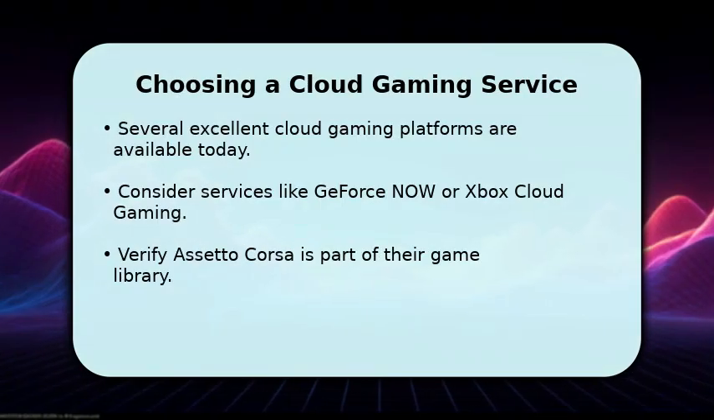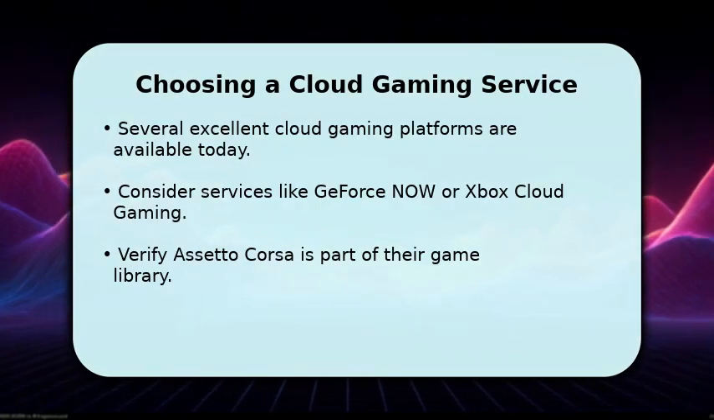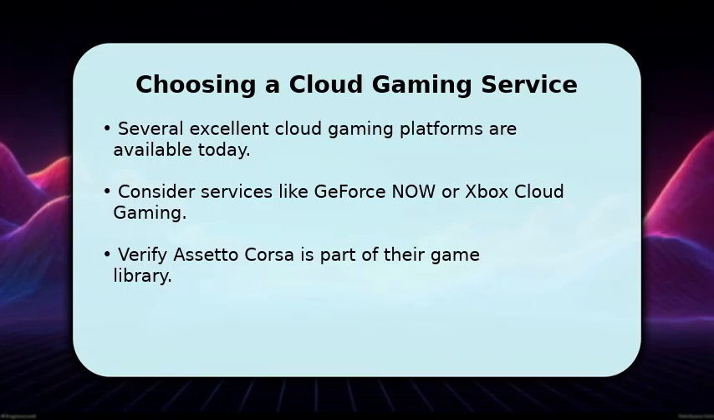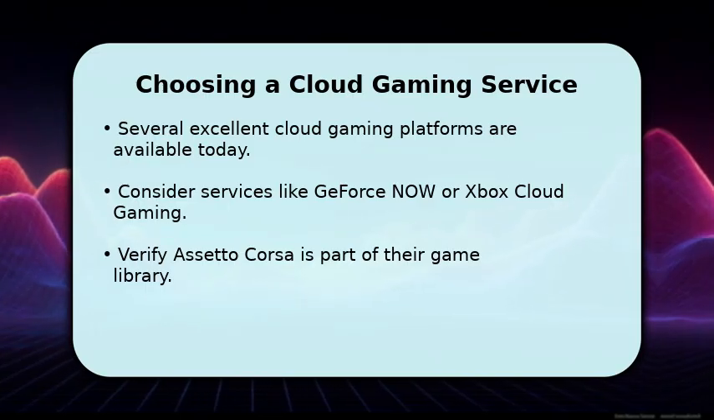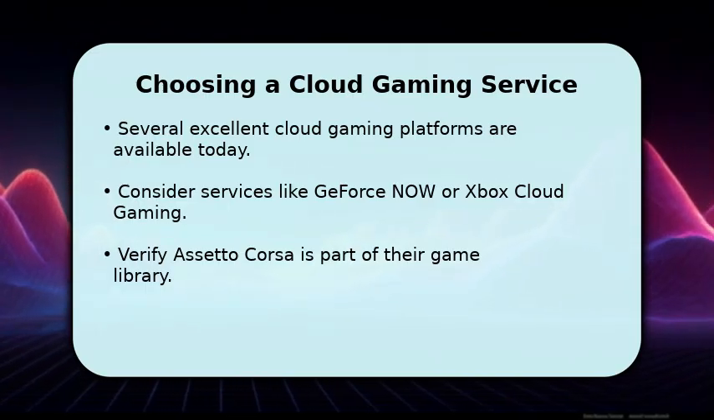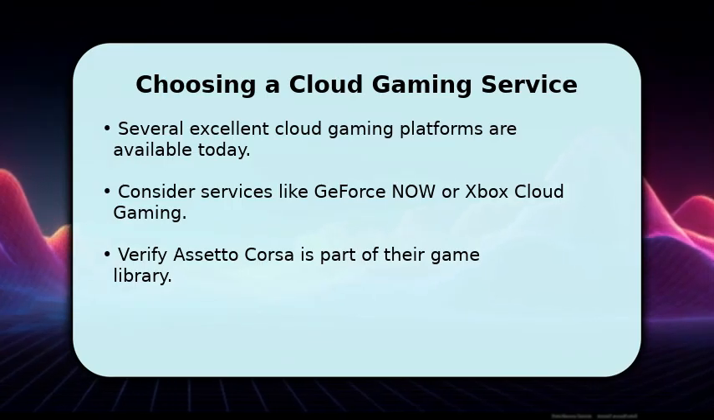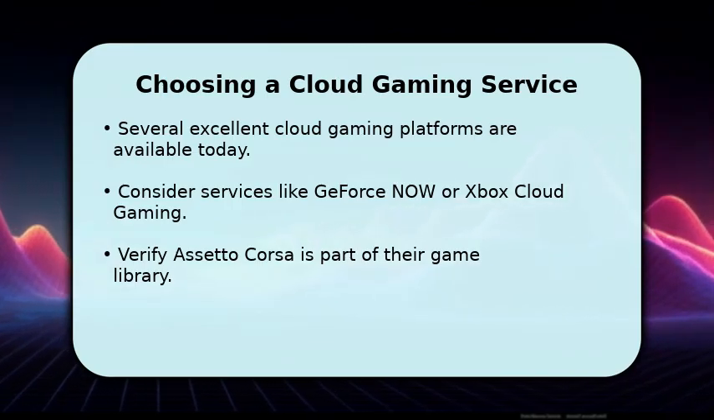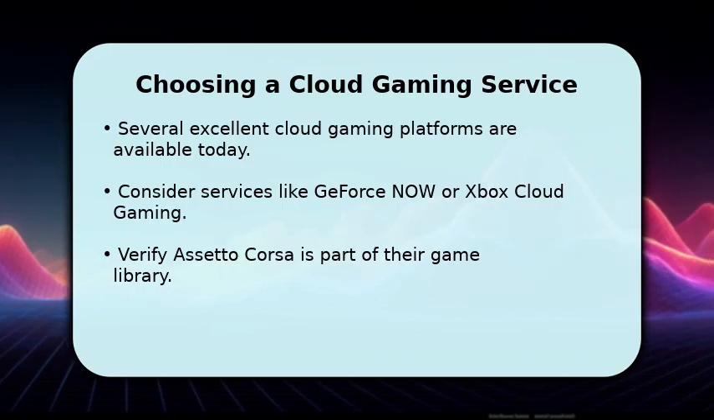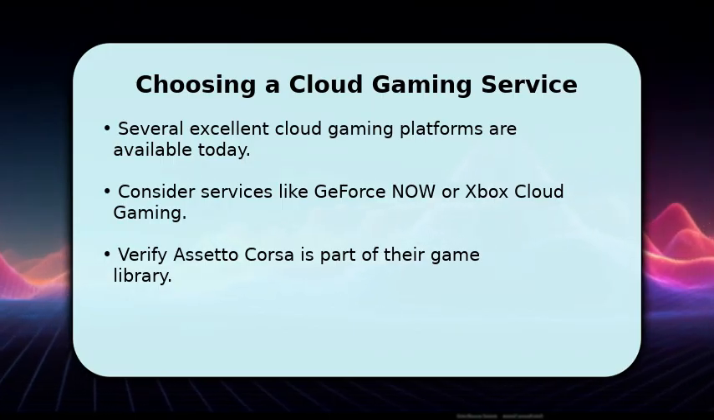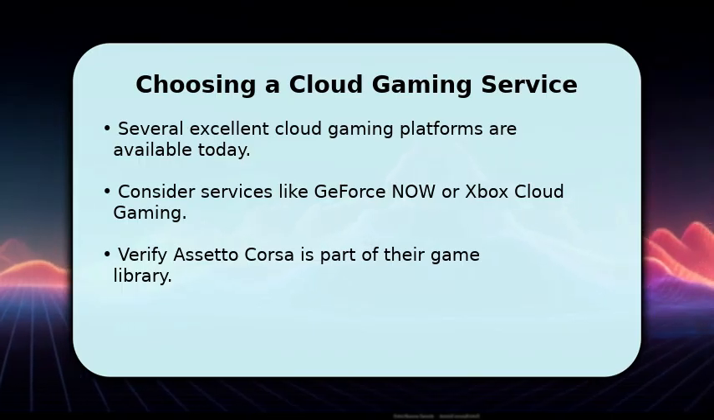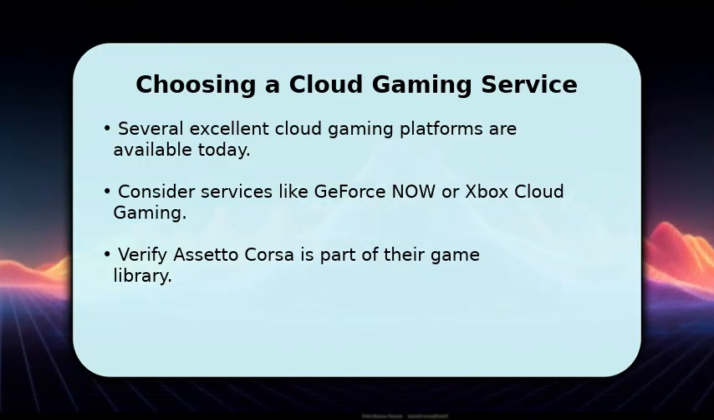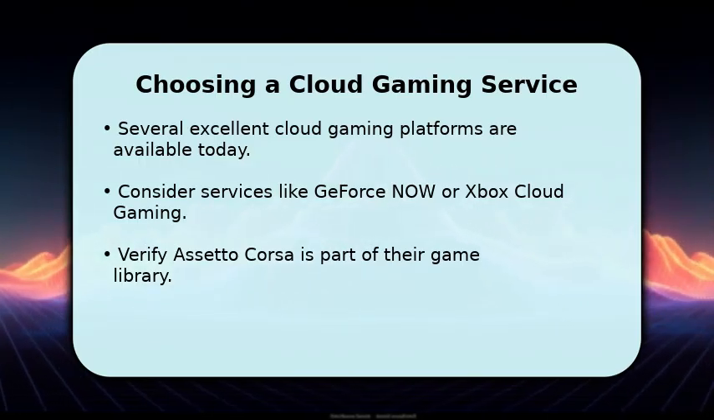To get started, you'll need to select a reliable cloud gaming service. Popular options include GeForce Now, which streams games you already own, and Xbox Cloud Gaming, offering a library of titles. It's crucial to confirm that Assetto Corsa is available on your chosen platform. Remember, these services typically operate on a subscription model, often costing around $10 to $15 per month, providing access to a vast collection of PC games.